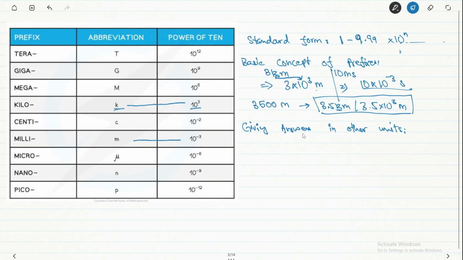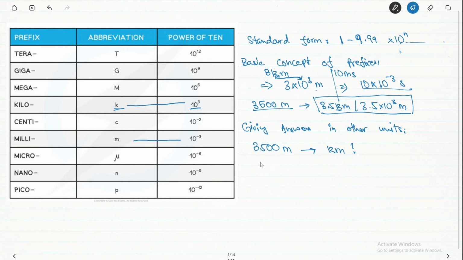Now, giving your answer in other units, like we discussed before. So, for example, you have a value. Let's just take the other question we did before this one: 3,500 meters, and you have to convert it into kilometers. Now, how do you go about this?